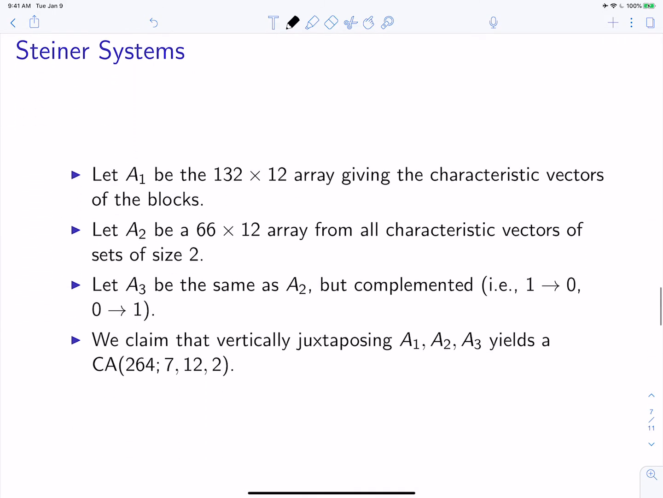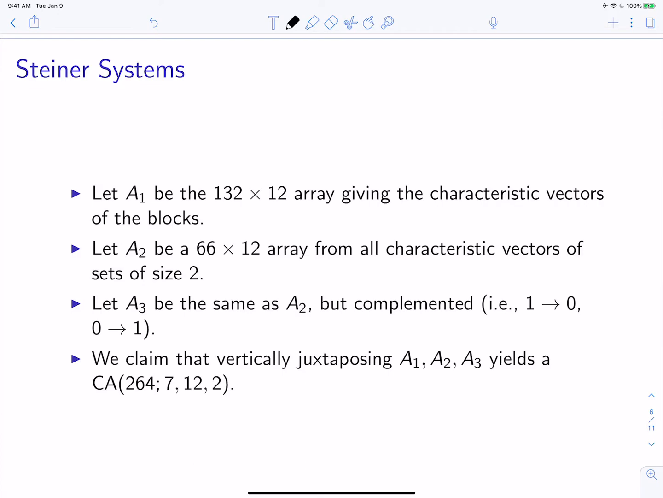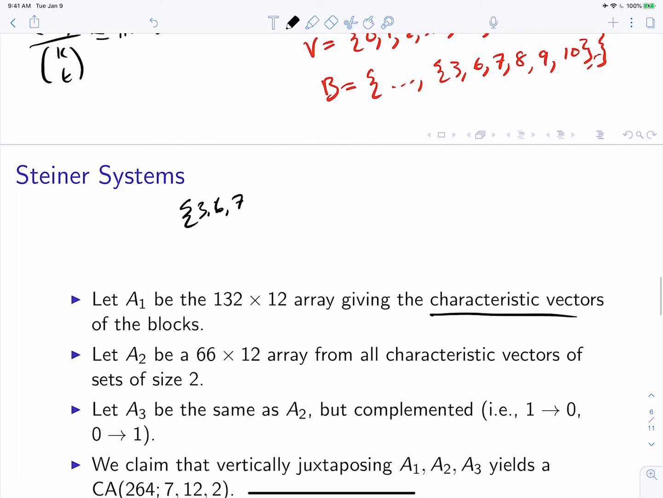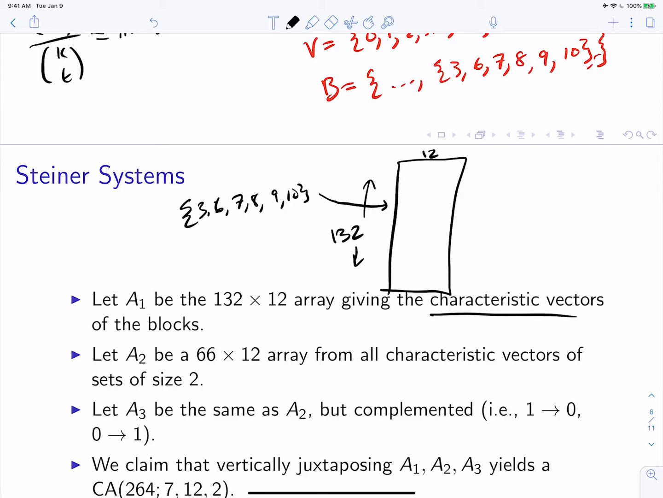So what are we going to do here? We're going to construct the characteristic vectors of the blocks. So for example, let's look at that subset, what did I pick before? {3, 6, 7, 8, 9, 10}. Then in here, we're going to have a giant array that has 12 columns and 132 rows. For this one, we'll look at the row, and what it has to be is this. We're going to have a 12-element row, and we're going to put 0 or 1 in each position. We're going to put a 1 if that column is in the block and 0 otherwise.